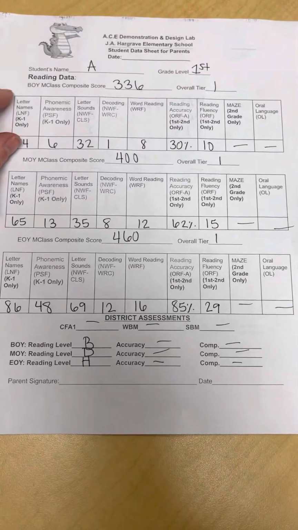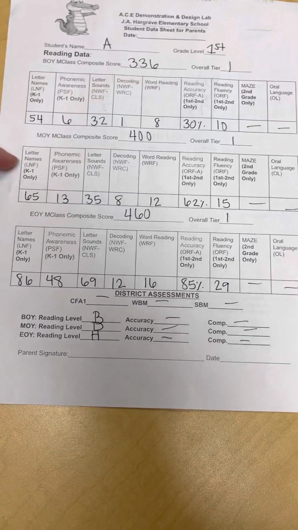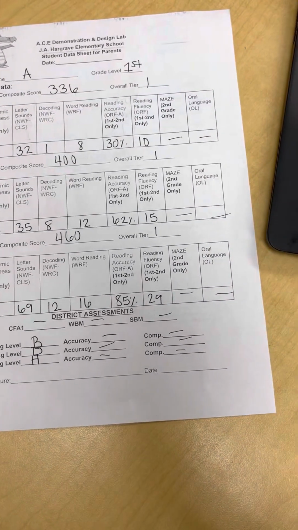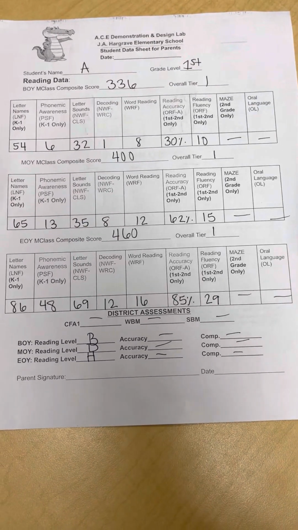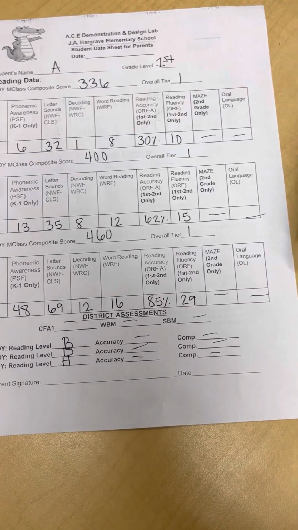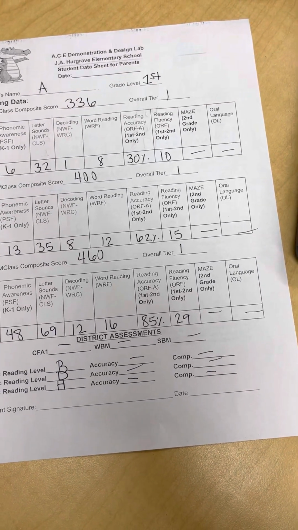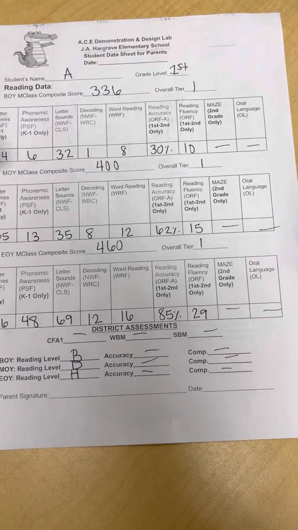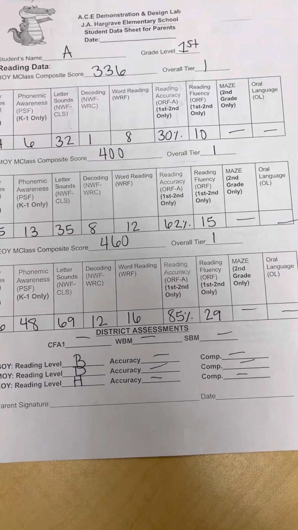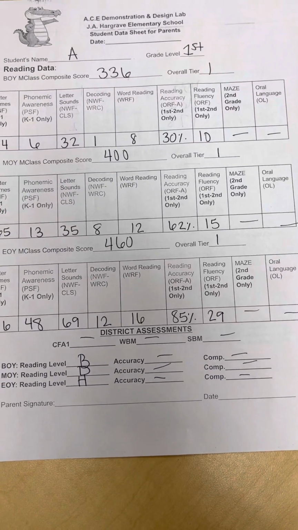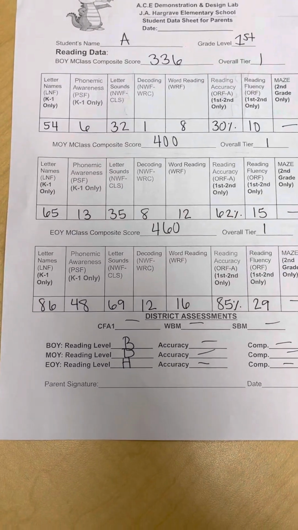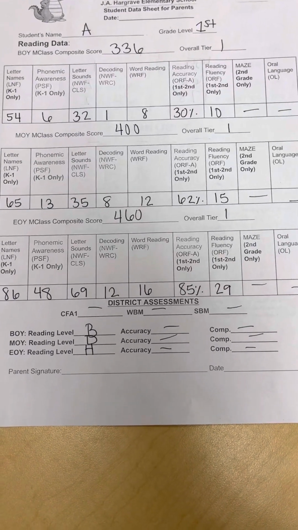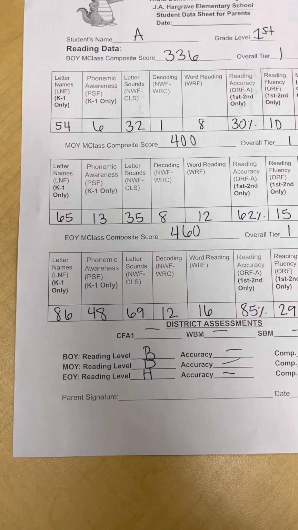So right here we have BOY, this is beginning of year. We have MOY, middle of year, and EOY is end of year. Each of these is a small assessment that your child did individually with me to go over their phonemic awareness skills, their letter sound skills, their ability to decode words, their word reading abilities, their reading accuracy, and their reading fluency. They did all of these one at a time with me, and they had 1 minute to complete each of these assessments.